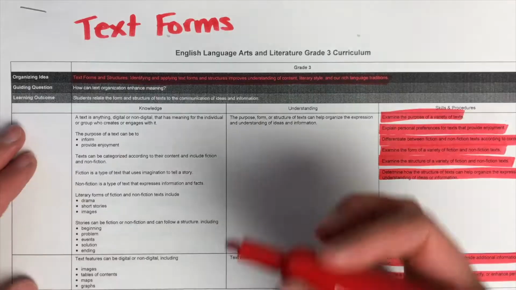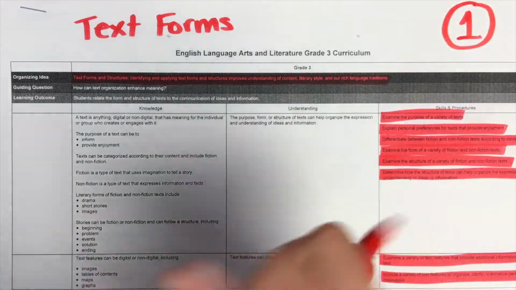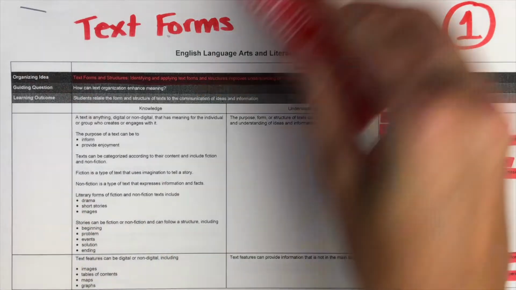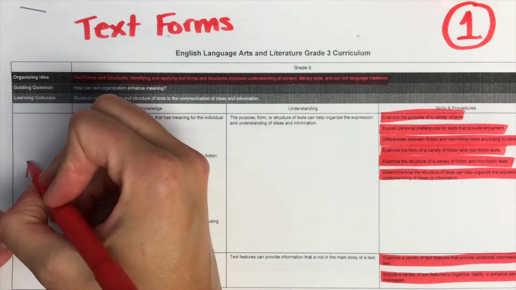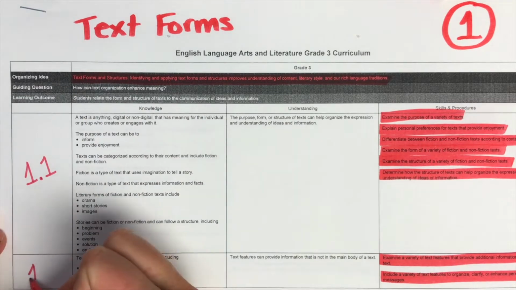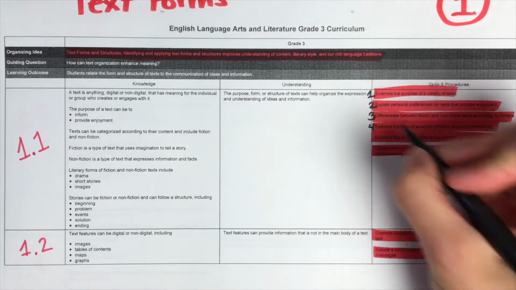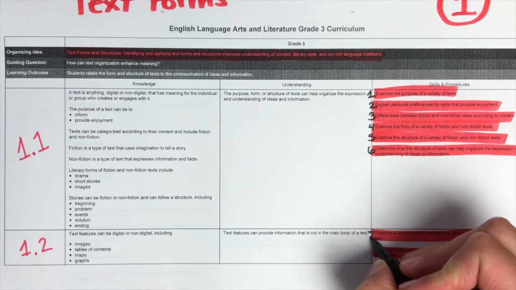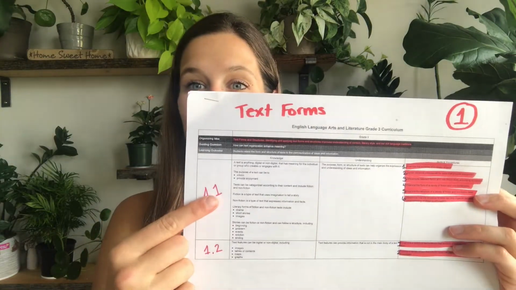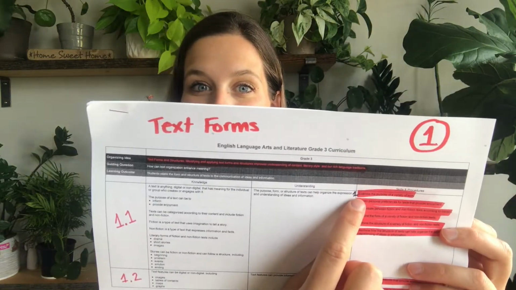I also labeled it number 1. I went ahead and I highlighted every single one of the skills that I need my students to understand in this unit. And then each subsection I labeled as 1.1. And each outcome I labeled in that section from 1 to whatever in that section. So for example, if I reference something like 1.1.1, then you're talking about the first unit, the first subsection, and then the very first outcome. That's how I've organized it.